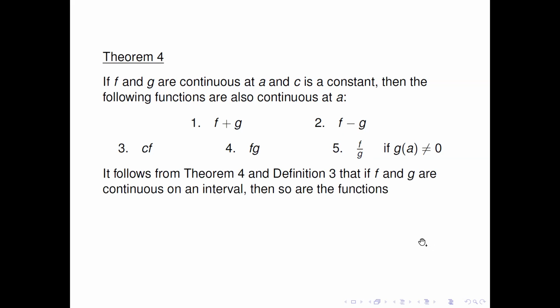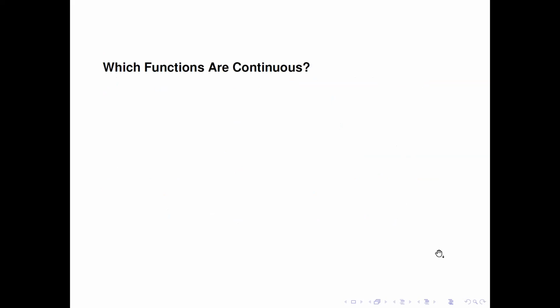It follows from theorem 4 and theorem 3 that if f and g are continuous in an interval, then so are these functions that we've spoken about above. On an entire interval, f plus g will be continuous if f is continuous on that interval and g is continuous on that interval. The same for the difference, the same for f times a constant, the same for the product, and the same for the quotient of two continuous functions.